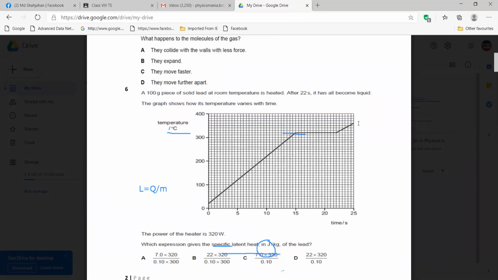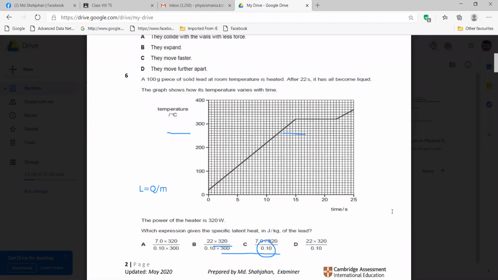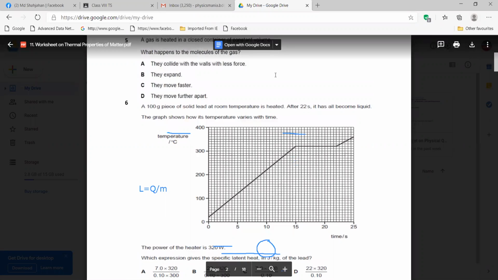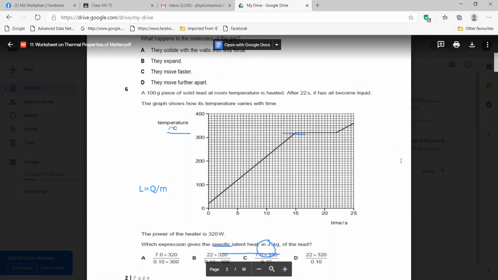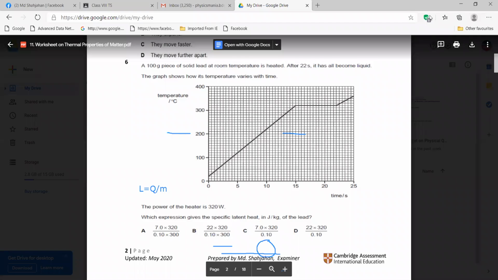How will you convert gram to kg? 1000 gram is 1 kg, right? So 100 gram is how much? 100 gram is 0.1 kg, right? Very good. So here you got the idea that the mass will be 0.1 kg.